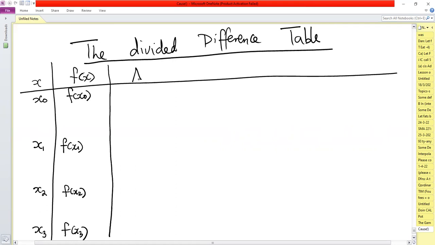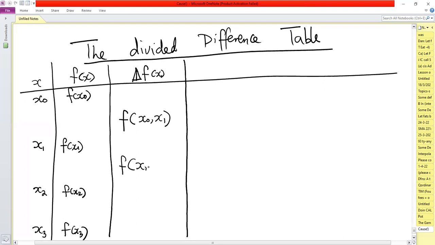So I call this column the first divided differences of the function f of x. So f of x naught and f of x1 will define what we call the first divided difference of x naught, x1. F of x1, f of x2 will give us the first divided difference of x1, x2. F of x3, f of x2 will define the first divided difference of x2, x3.